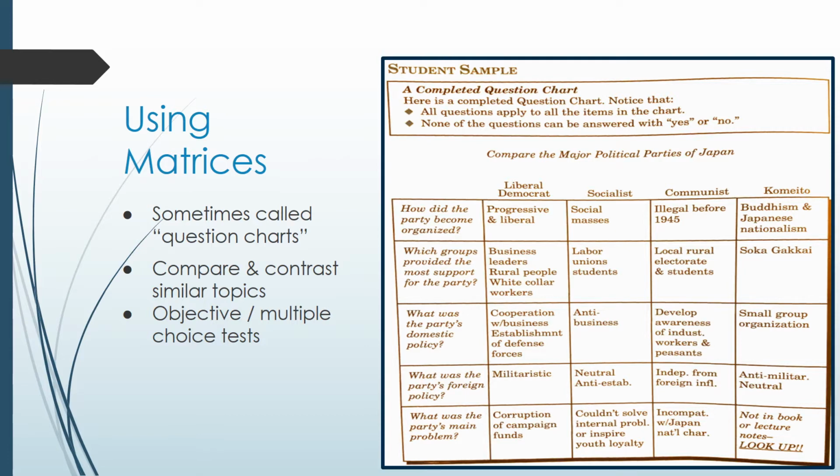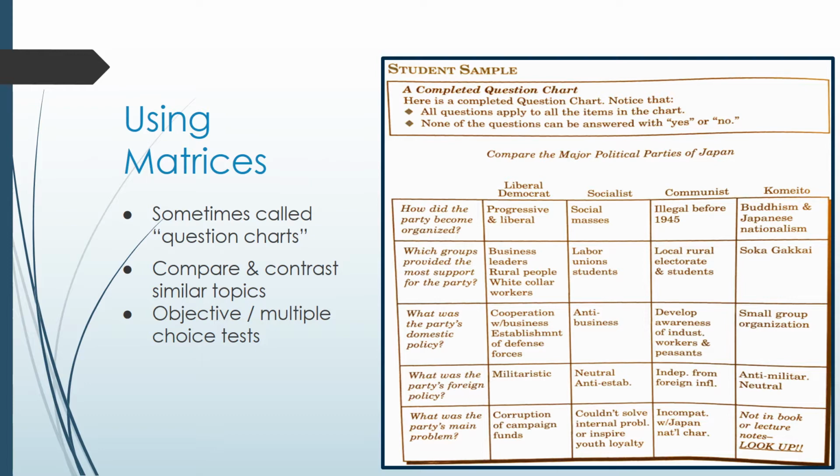For example, the chart tells us that communism's biggest problem in Japan was that the political theory is incompatible with Japan's national character. But why was it incompatible? In what ways do communism and Japan's national character not align? To get started with a matrix, think of any concept that has types, kinds, or categories. For example, the political parties of Japan in this figure, perfect examples.